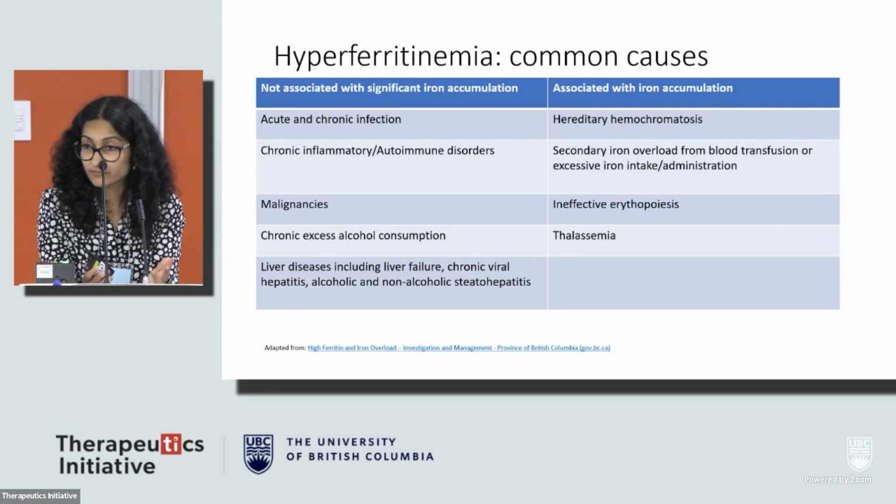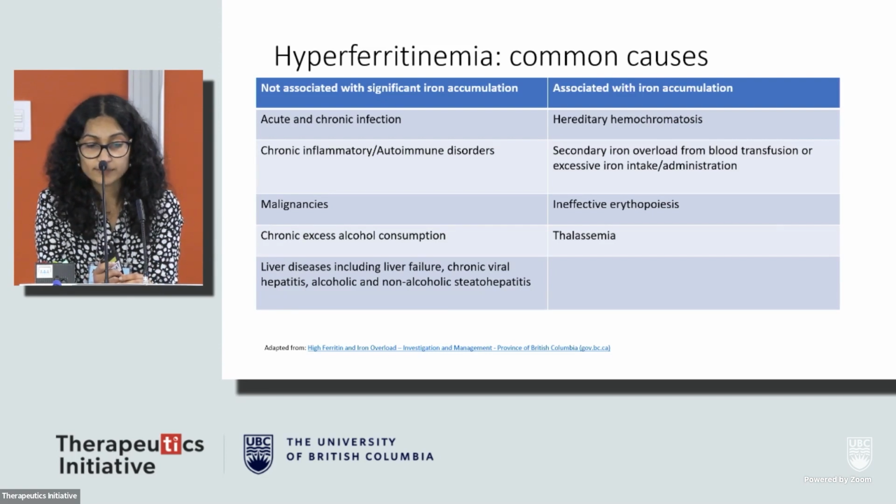So acute and chronic infection will lead to high ferritin. So will chronic inflammation, autoimmune disorders, malignancies. A common one I see in the outpatient setting is chronic excess alcohol consumption, and then liver diseases as well. So liver failure, which I see in my hospitalized patients, but also chronic viral hepatitis, alcoholic and non-alcoholic steatohepatitis. And then when you're thinking about association with iron accumulation, that's where hereditary hemochromatosis can be a thing, but also secondary iron overload from transfusion and other less common cases.